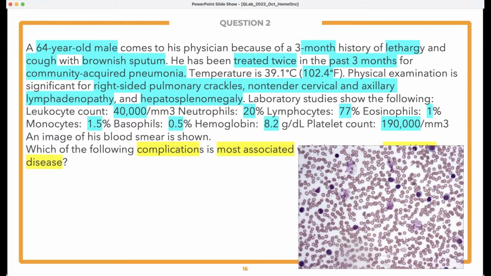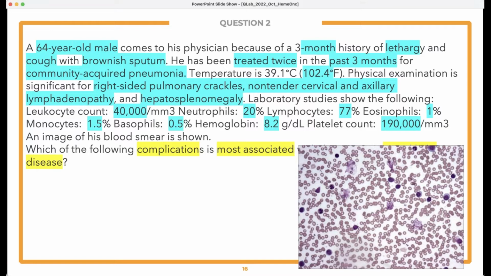Okay, so now we've got a little bit of an older patient, a 64-year-old male, okay? And we know that he has lethargy and a brown sputum cough, okay? So not good signs and symptoms, okay? We also know it's been a little bit chronic, right? 3 months going on, okay? So you want to make note of that.